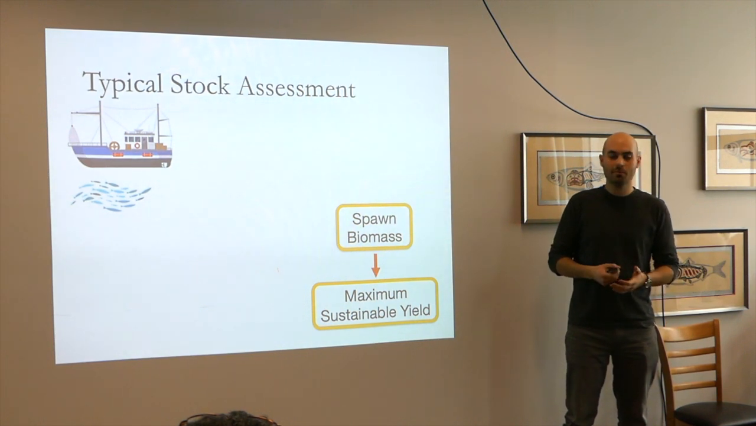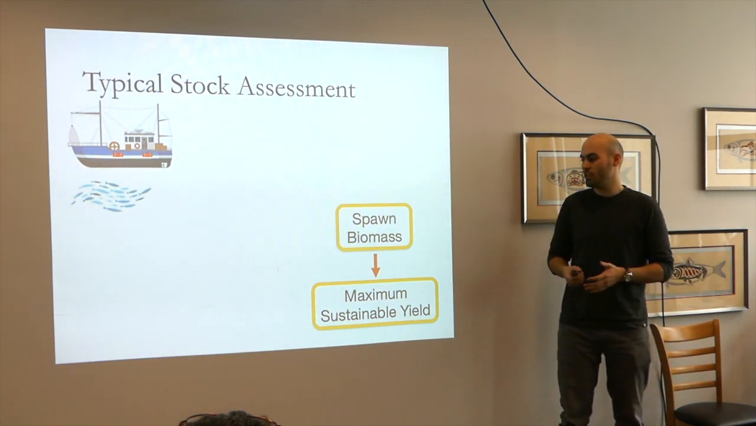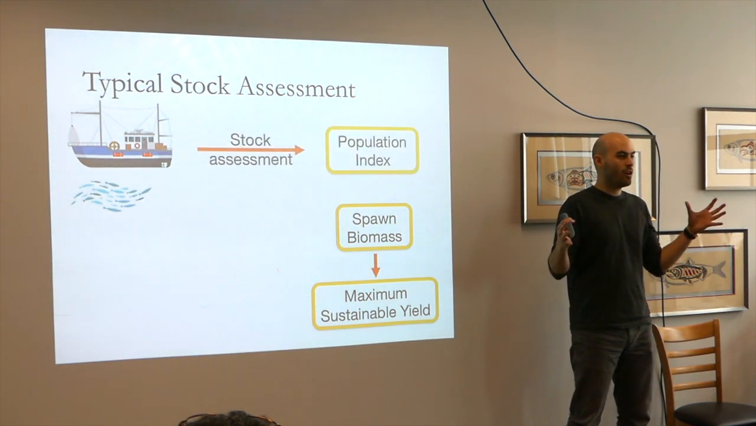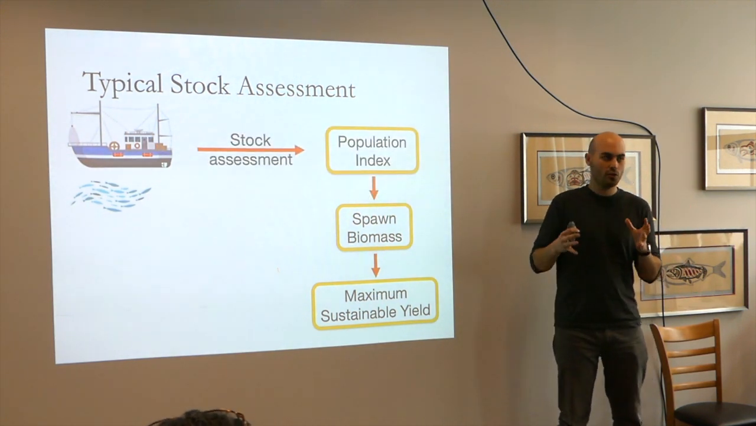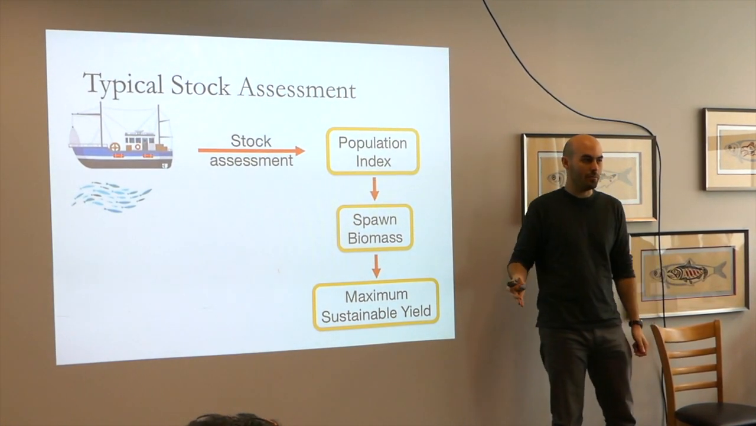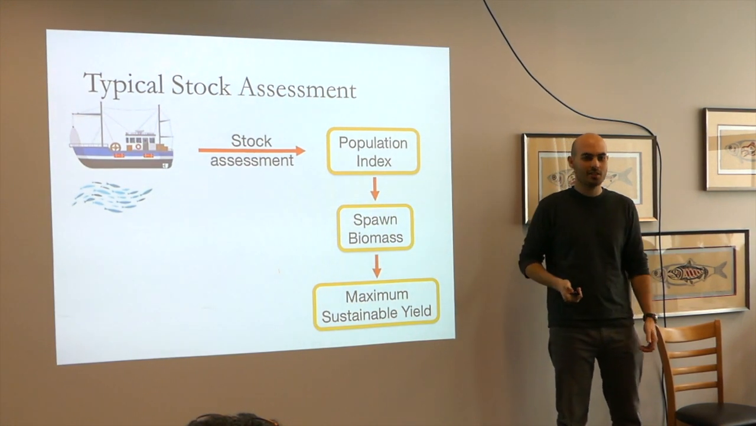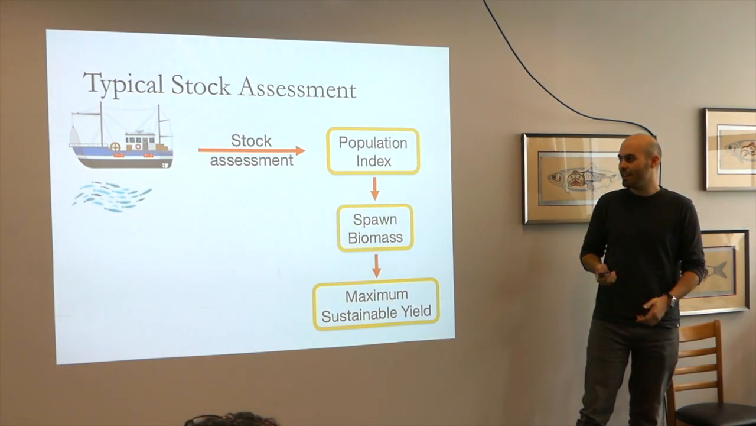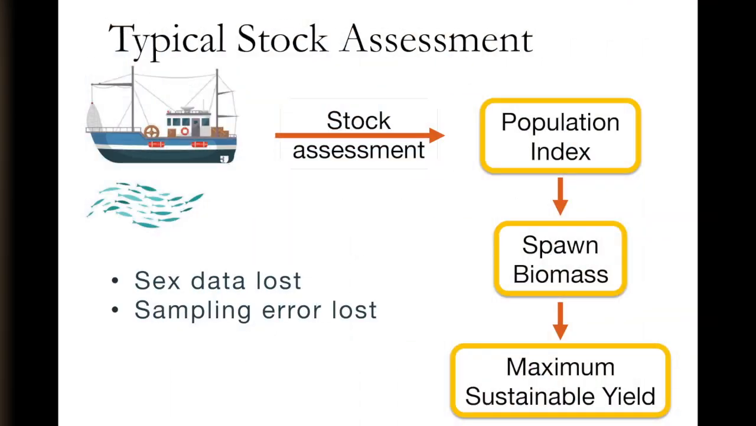Typically, stock assessments use a two-step process to determine spawn biomass, where first they amalgamate many different sources of data into standardized population indices, and then use these to determine spawn biomass. Unfortunately, this two-step process loses sex and age data, and also loses information on this sampling error. And the ultimate effect of this is the predictions of the effects of varying harvest regimes are more volatile and less accurate.